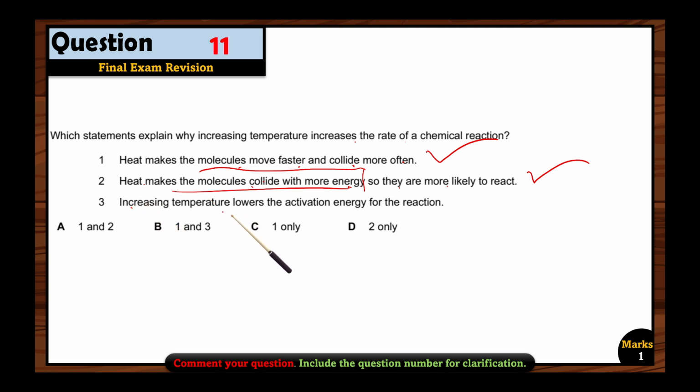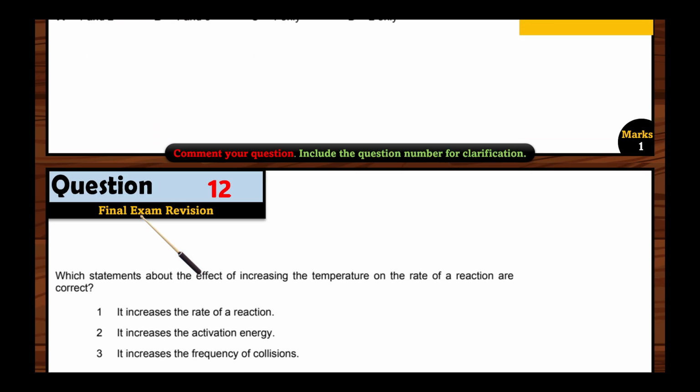Increasing temperature lowers the activation energy. Wrong. Temperature has nothing to do with the activation energy. It's only the catalyst that will lower the activation energy of the reaction. So option 1 and 2 are the only right options. So that's why option A is correct.